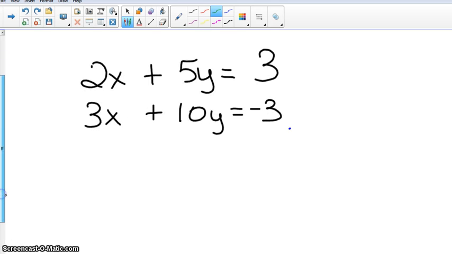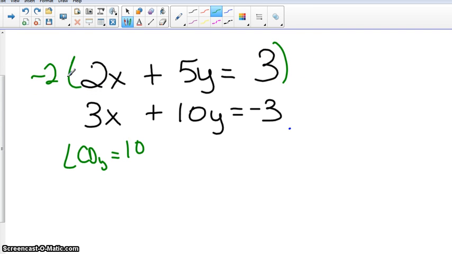Alright, here's another one. If we do the x's, I would have to multiply both equations to get it right. But if you look at the y, we can do an LCD for y of 10. And since the bottom one's 10, if I multiply the top by negative 2, I don't have to do anything to the bottom, which would be nice because then it cuts down on my errors.